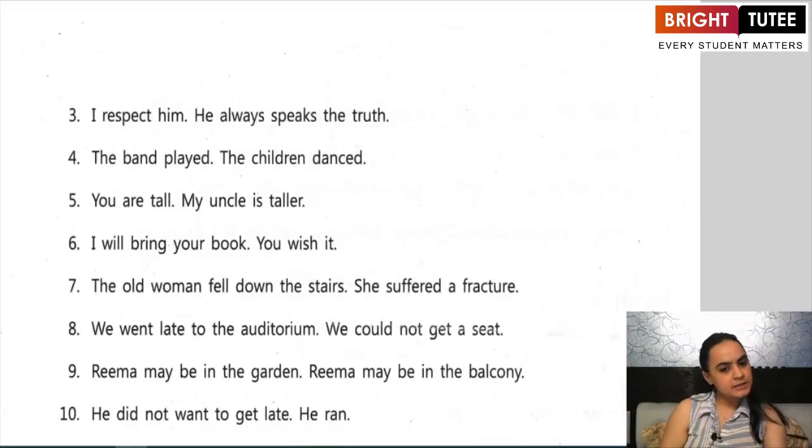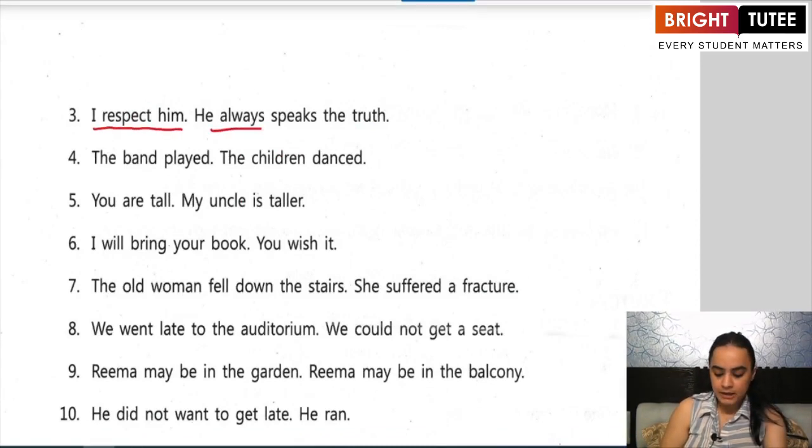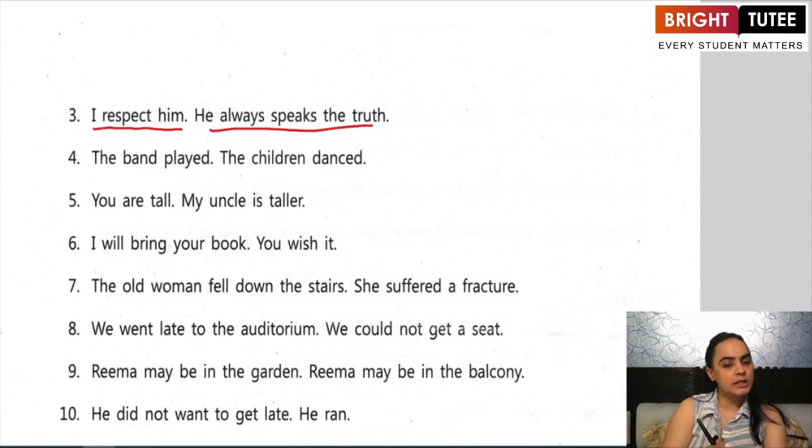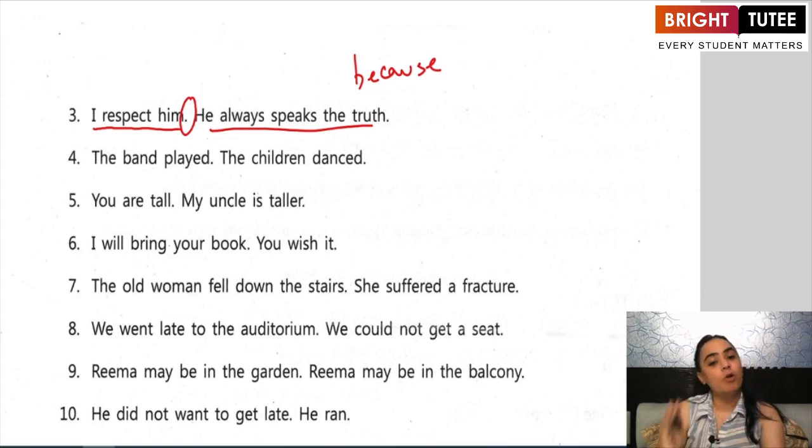So the next sentence that we have is, I respect him, he always speaks the truth. Now I have to join these two sentences. What is the reason for me to respect him? He always speaks the truth. So what conjunction can I use to join them? Because. I respect him because he always speaks the truth.